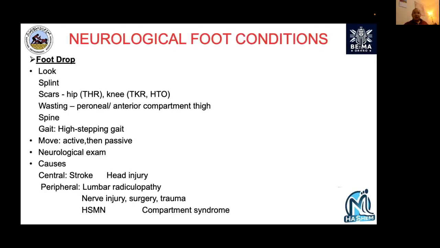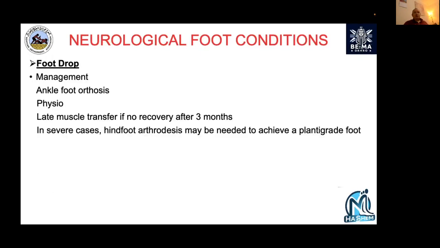Your main problem will be the gait. The patient will walk with a high steppage gait, flexing the knee and hip to clear the foot from the ground. Our management started with just an orthosis to keep the foot up, and physiotherapy, and definitely if there is no response, the option we have is to transfer the tendon. And transferring the tendon should be done within 3 to 6 months. After this, the option you have is to fuse the hindfoot and keep the foot in a plantigrade position, to allow the patient to walk normally.